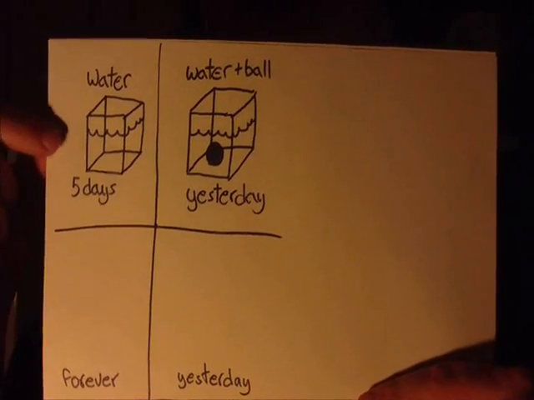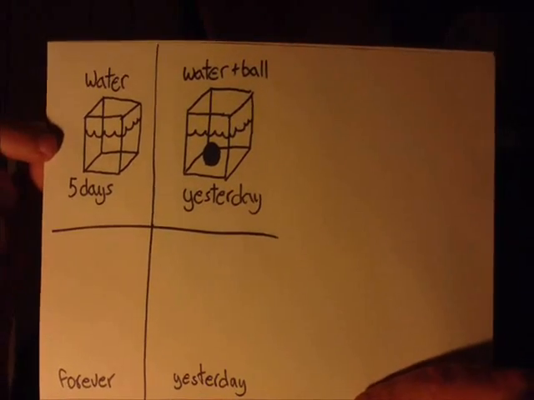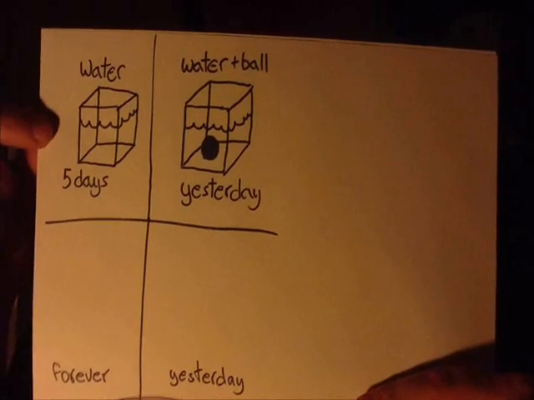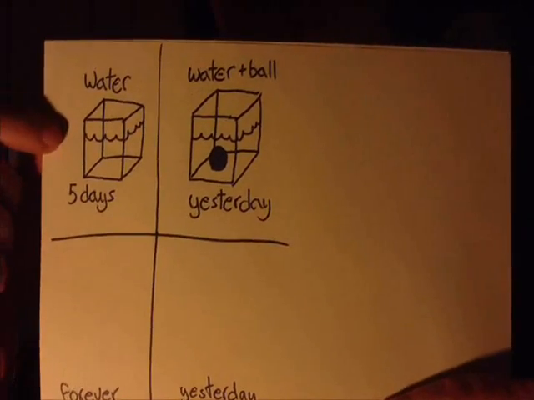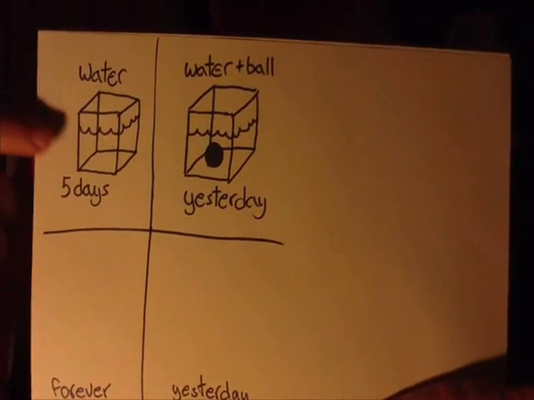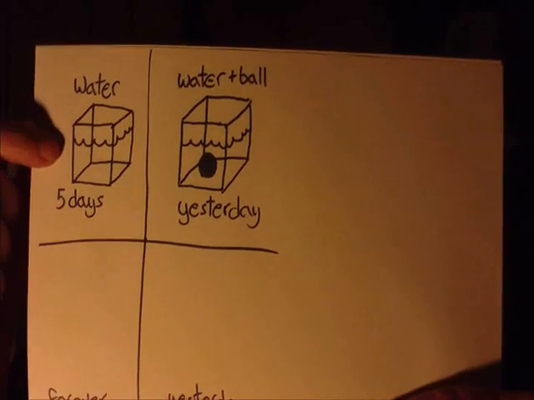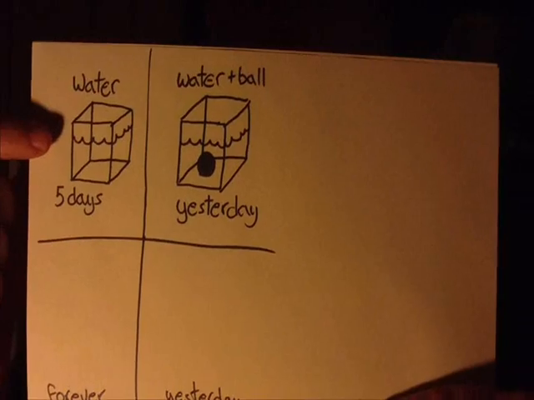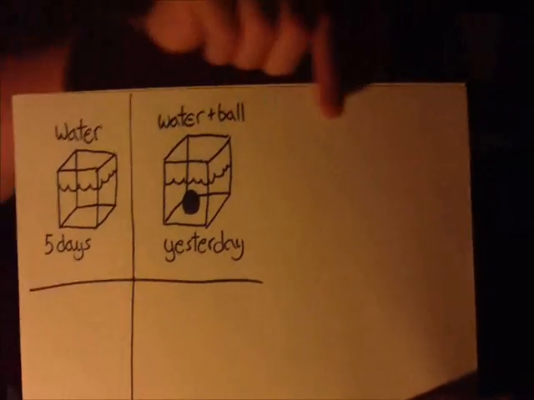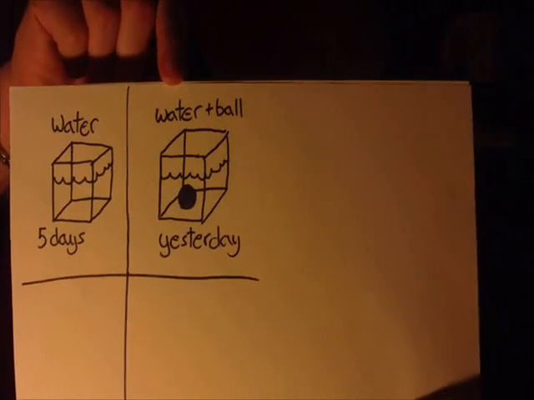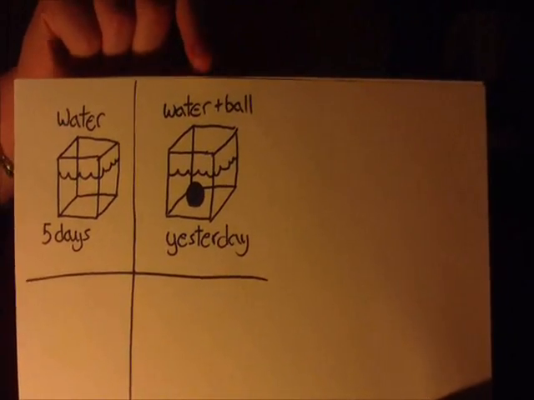What that statement means is that, or excuse me, I didn't mean to say that. For the last 5 days, this box has had nothing but water in it. That's what this whole symbol represents. It represents that for the last 5 days, there has been nothing but water in this box. This represents a different statement. The statement here is, yesterday, this box existed with water and a ball in it.